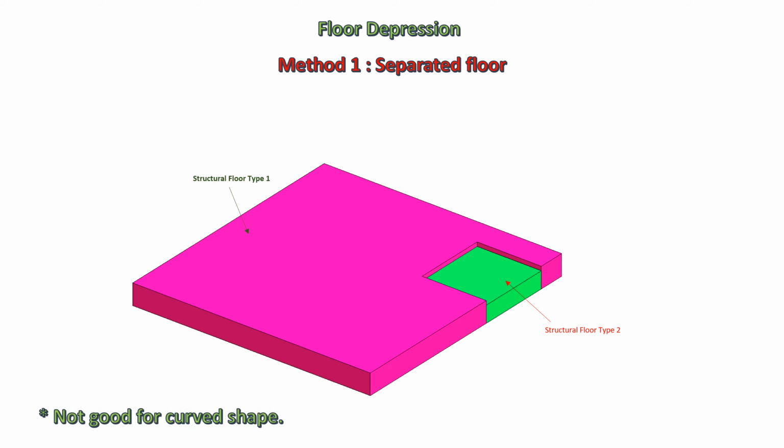However, this method is not suitable for depressions with a curved shape because of the risk of unintended unconnected nodes along the curved interface. Remember that the curve you see in Revit might not be the exact same curve after transitioning into the finite element model. Hence, a curve that looks perfectly aligned in Revit is not guaranteed to be aligned in the finite element model.